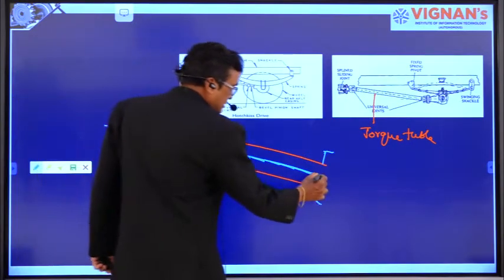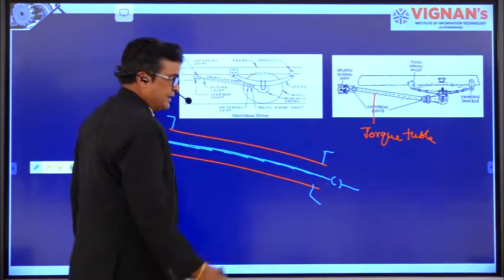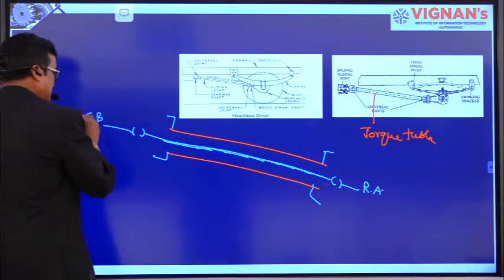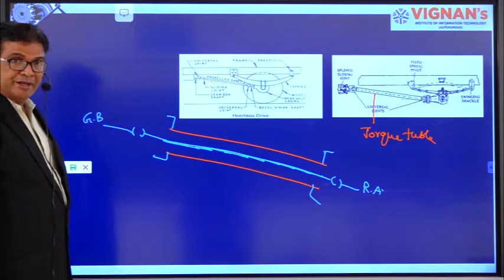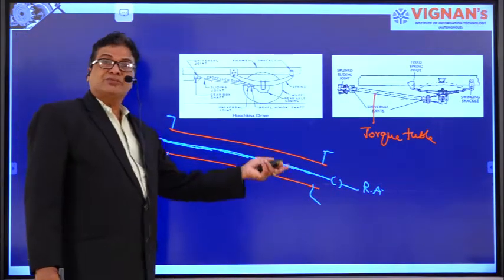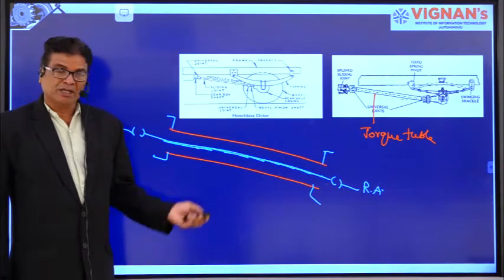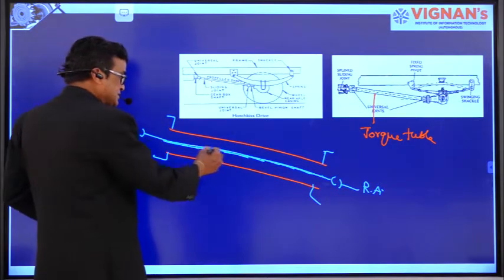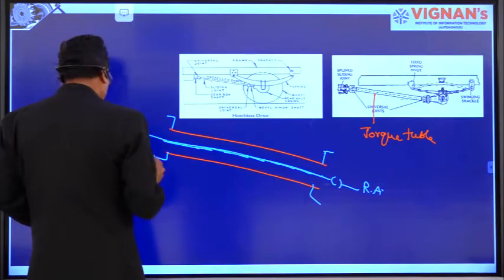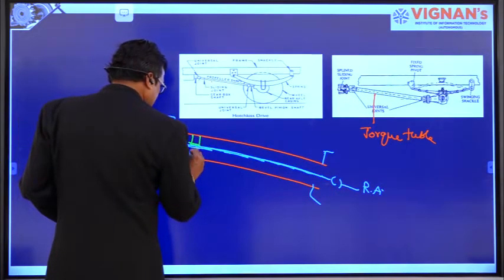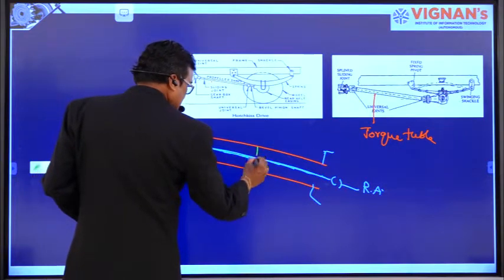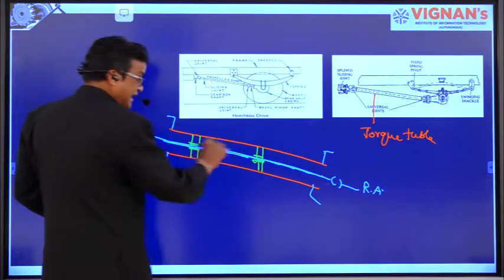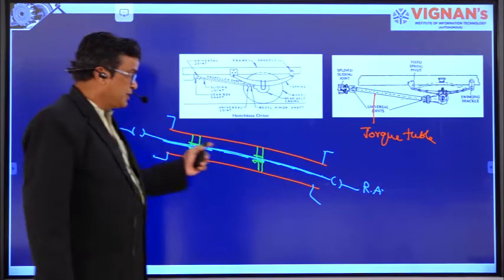And again, here also one more universal joint is connected to the rear axle here and to the gearbox here. Then there may be a chance of bending of the torque tube because its length is more or its diameter is less. So this torque tube is provided with bearings here. At particular intervals, these are provided with bearings so that its axis won't differ and there should not be any bends.